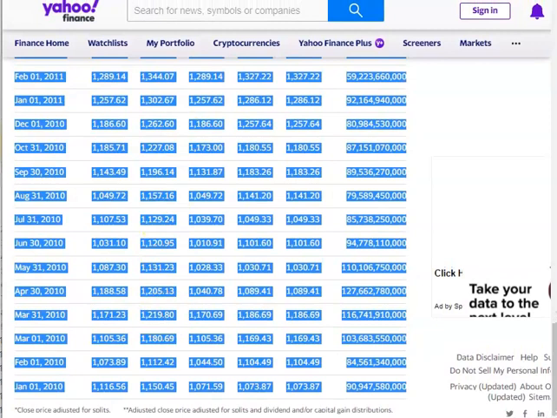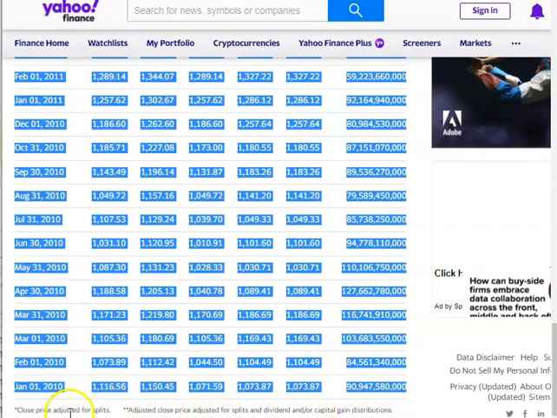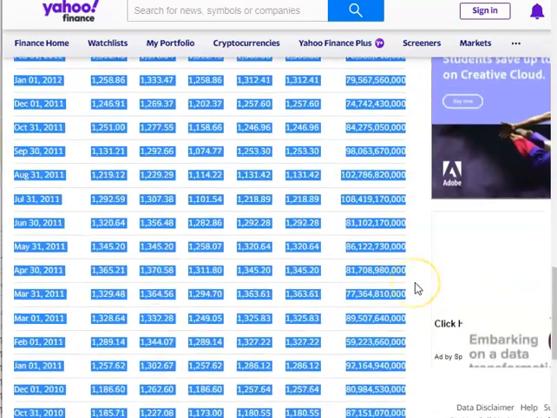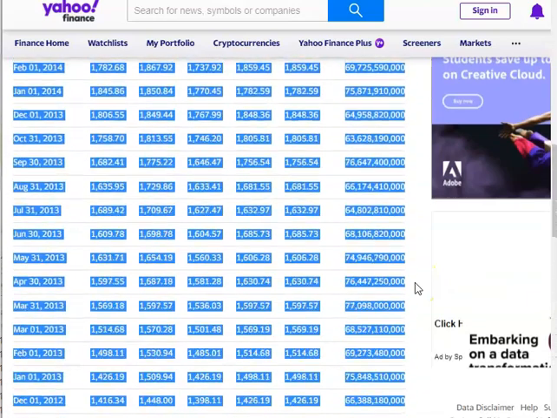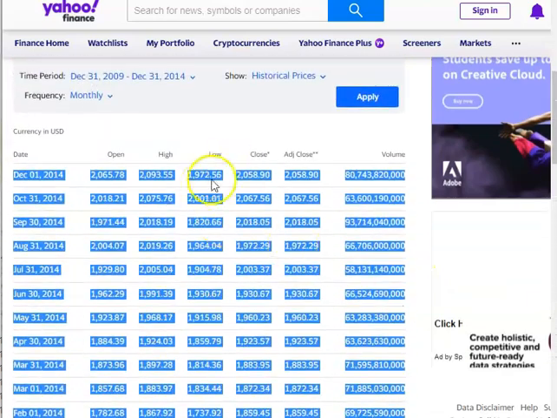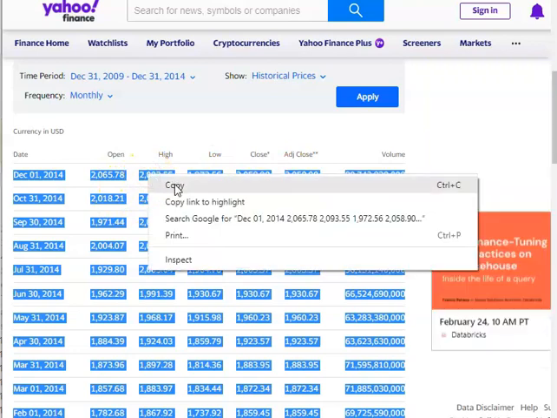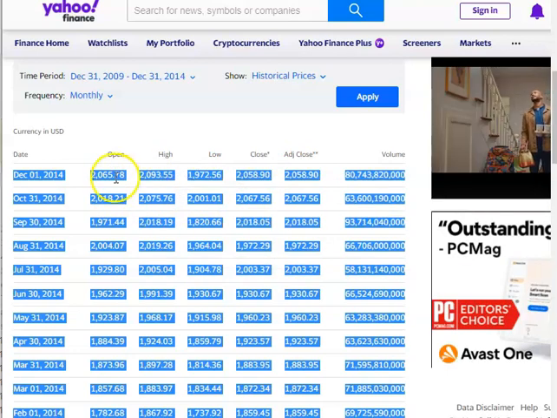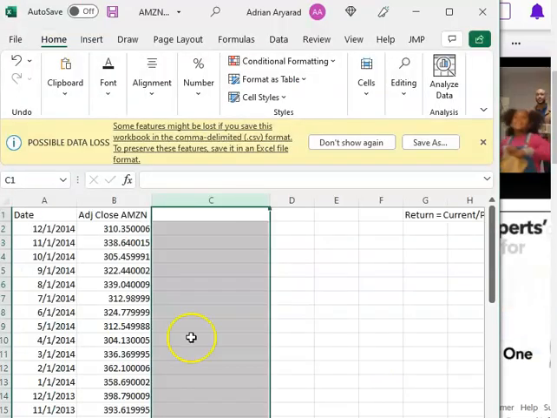Make sure you select down to the last number, but not the note down there. If you copy the note or the label on top, when you paste it into Microsoft Excel, it won't look like what you see here. So right click, copy, and you're going to paste it right there.